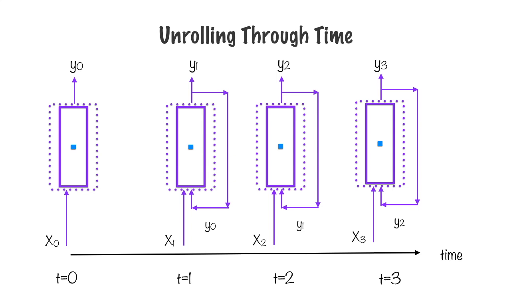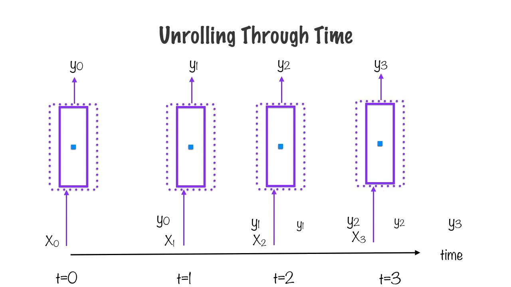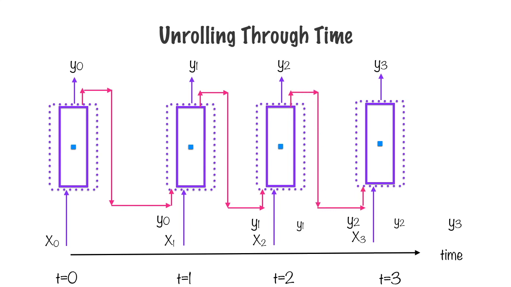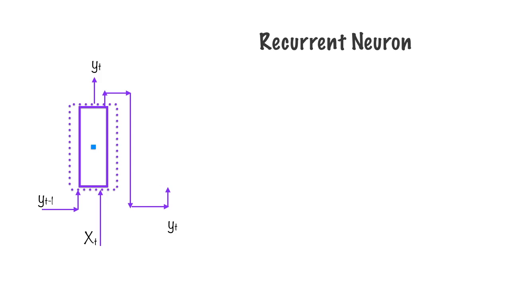and makes it clear that this is one neuron unrolled through time. Here we show the single neuron, and the output of the neuron is fed back to its input. A better representation would be that the output at y0 is fed to the neuron at time t1, output at y1 is fed to the neuron at time t2, and the output y2 is fed to the neuron at time t3.